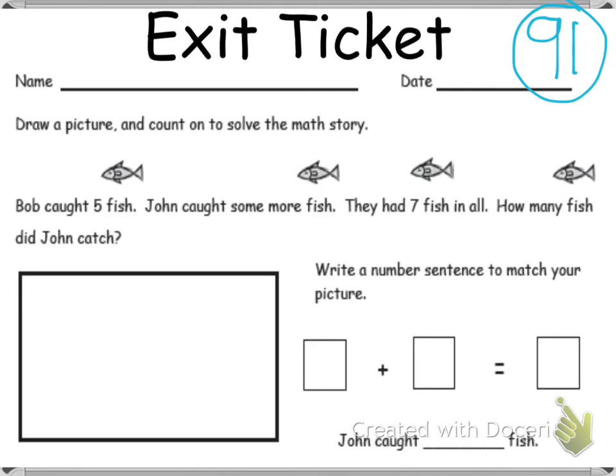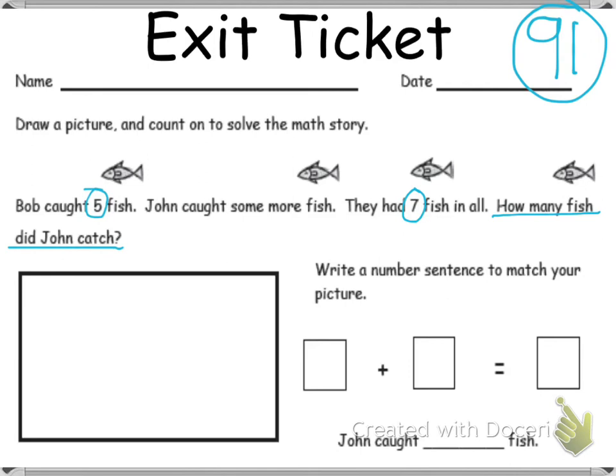Alrighty guys, so now that we read it to be fully understood, I'm going to circle the numbers. So we know that Bob had 5 fish, and then they had 7 fish in all. So looking at this, I'm going to underline the question. The question mark's right here, and I'm going to keep on going to see that period. Oh, I'm stopping right there. The question is, how many fish did John catch?